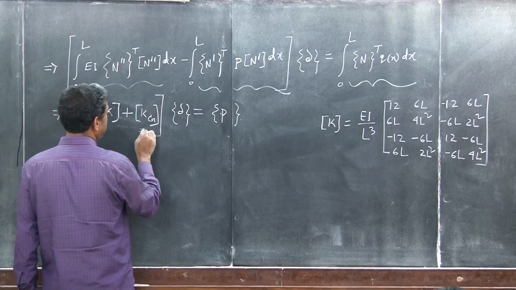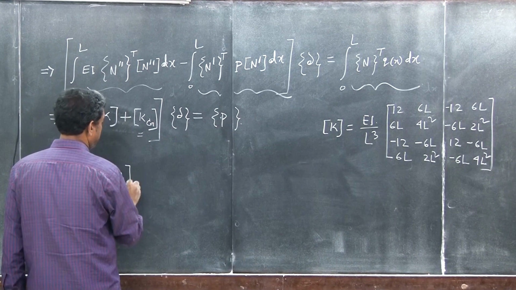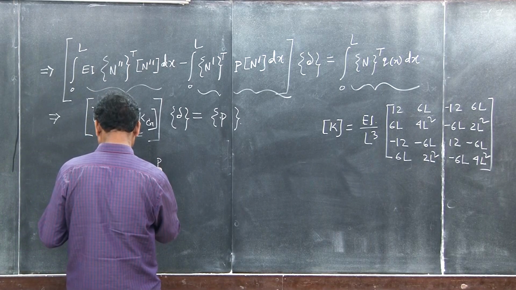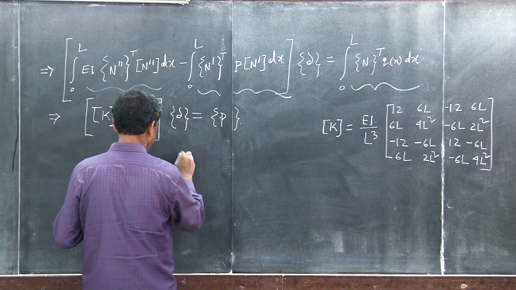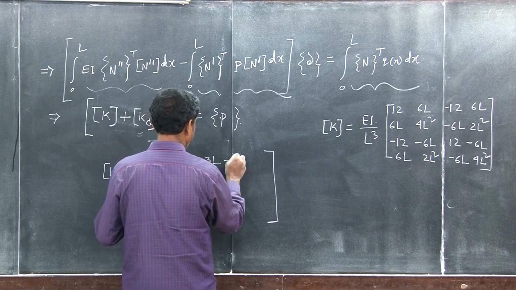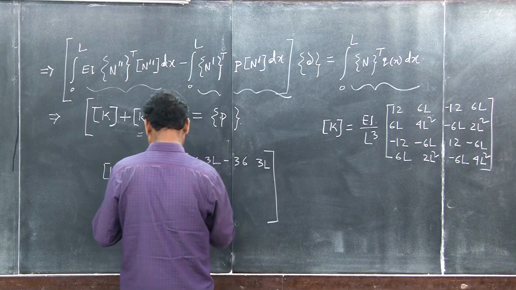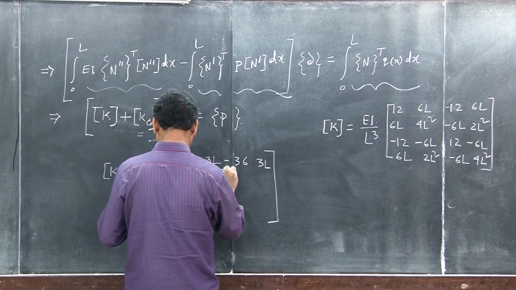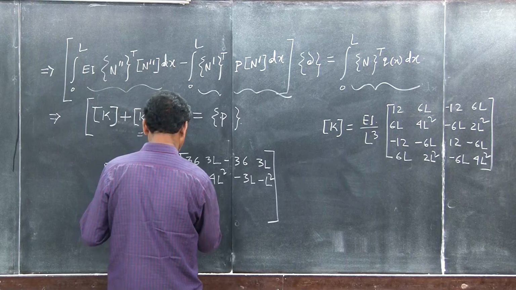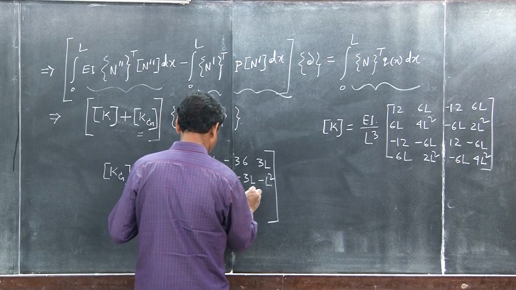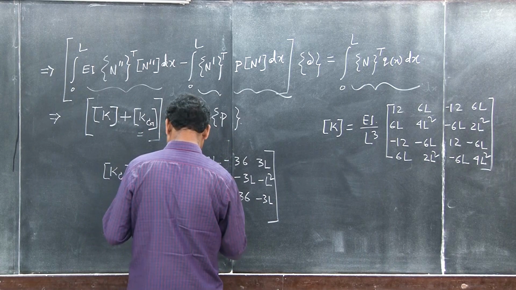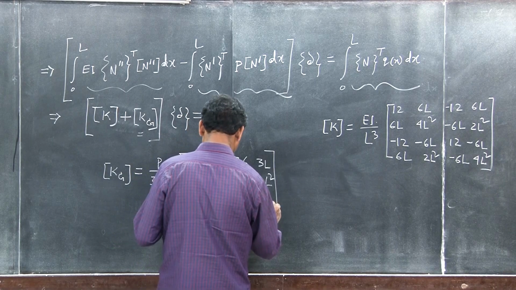And this new Kg, the geometric stiffness, I am just writing: this will be P by 30L, times 36, 3L, minus 36, 3L; 3L, 4L square, minus 3L, minus L square; minus 36, minus 3L, 36, minus 3L; 3L, L square, minus 3L, 4L square.